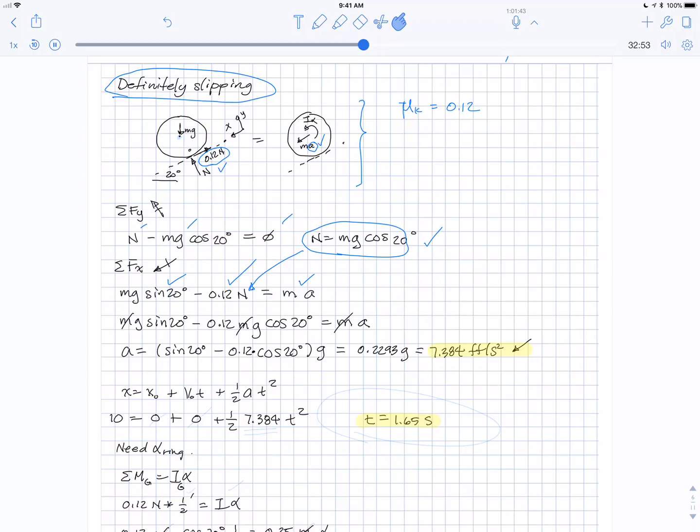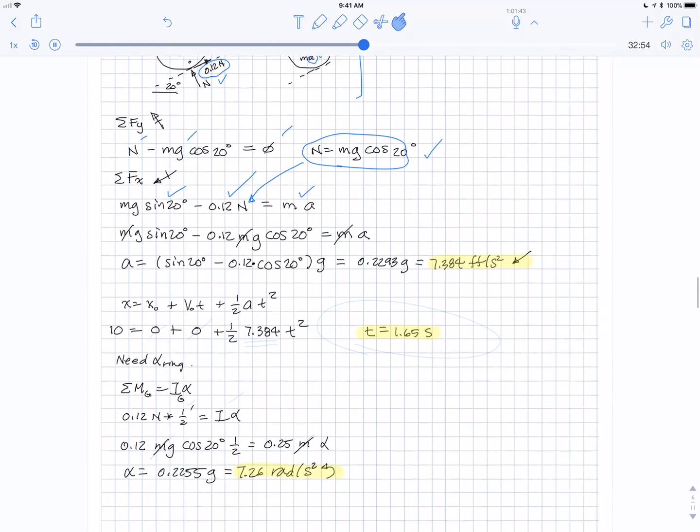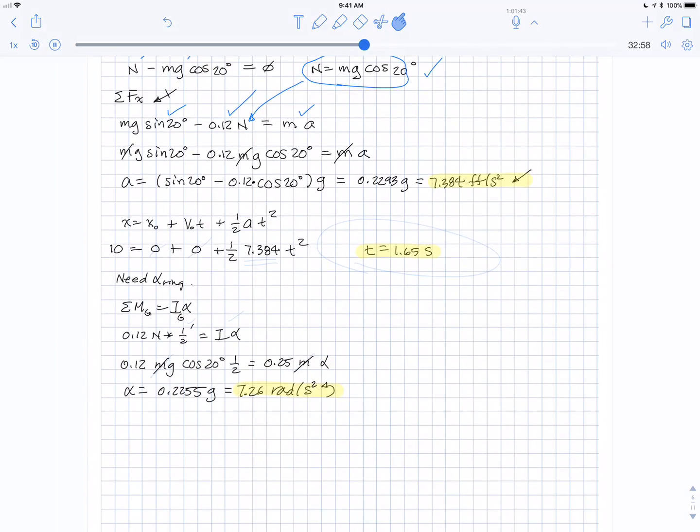And I wanted to know how long it took to go 10 feet. And so you've got to go all the way back to chapter 2, the kinematics for just a particle moving, because remember, the center of the ring moves like a particle. It's x equals x0, the initial displacement, which was 0, plus the initial velocity, it was released from rest, times t, plus 1/2 at squared. We went through all that trouble to get that a was 7.384 feet per second squared. And you solve, and you get t is 1.7 seconds.